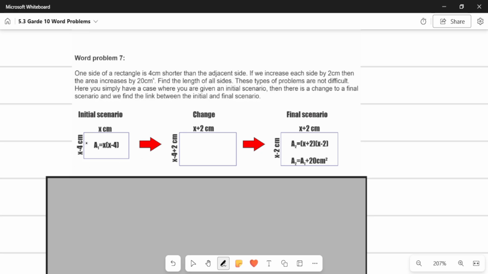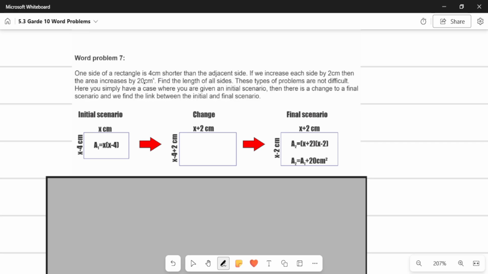Again, look at it for what it is. Don't ask yourself what is x minus 4. X minus 4 is the measurement of one side of the rectangle. So therefore, we're just going to add 2 to whatever it is. So this will give us x minus 2 and the top will be x plus 2. Then they say that once we increase it by 2 centimeters, the area increases by 20 centimeters squared.